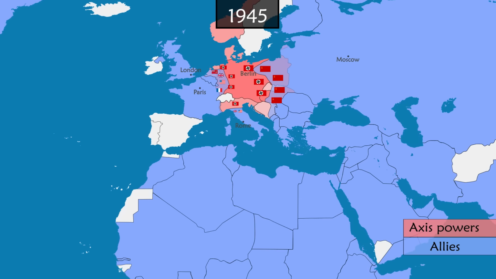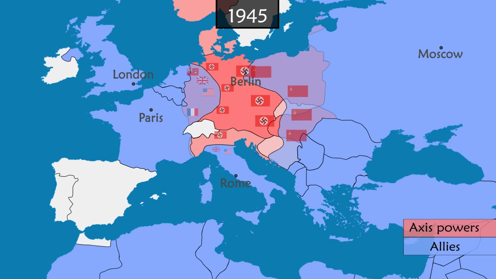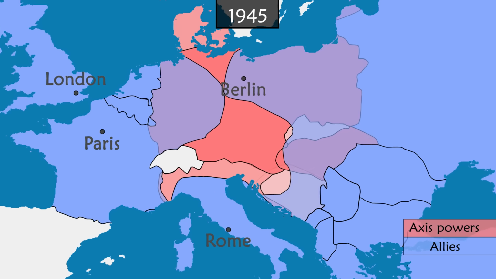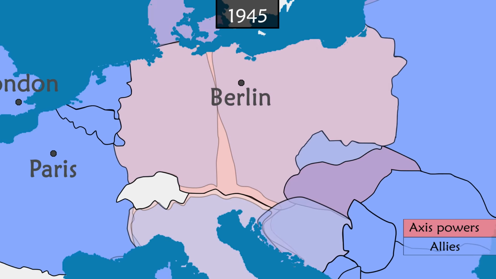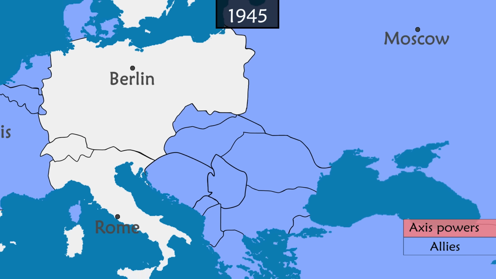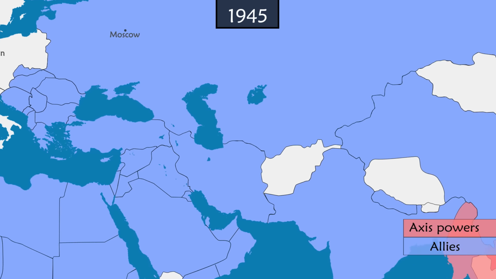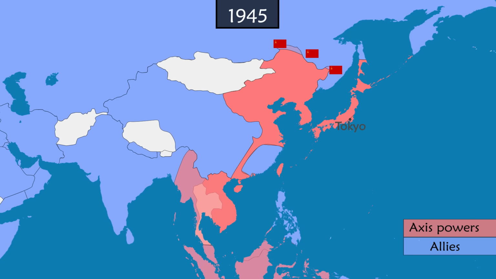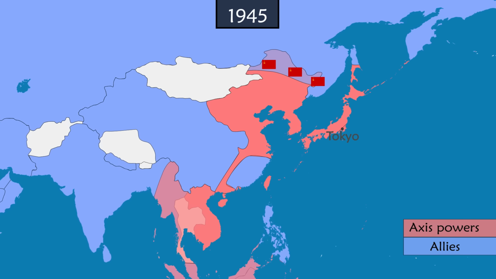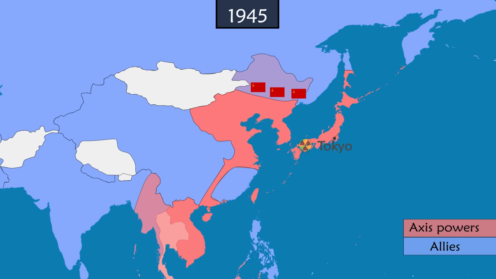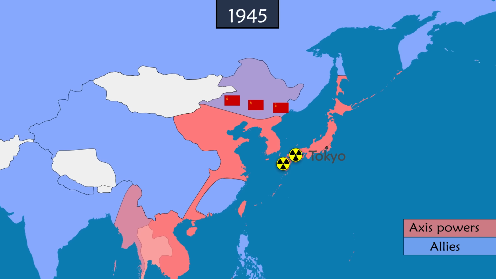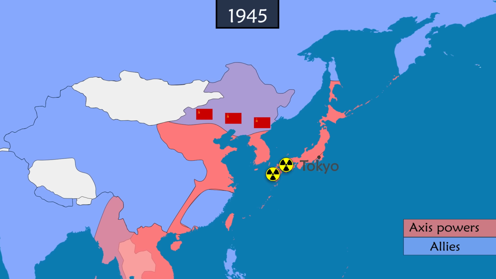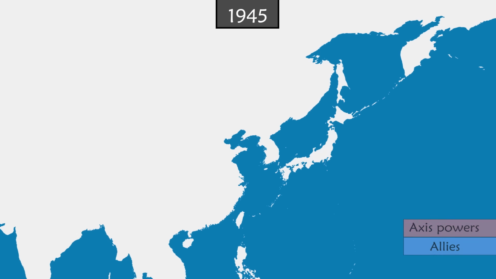On April 30, Hitler commits suicide in his bunker just before the arrival of the Soviets. 8 days later, the country surrenders. The United States and USSR join forces to overcome the Empire of Japan. The Soviets begin a military invasion via Manchuria, while the US drops 2 atomic bombs on Hiroshima and Nagasaki. On August 15, Japan surrenders, marking the end of World War II.